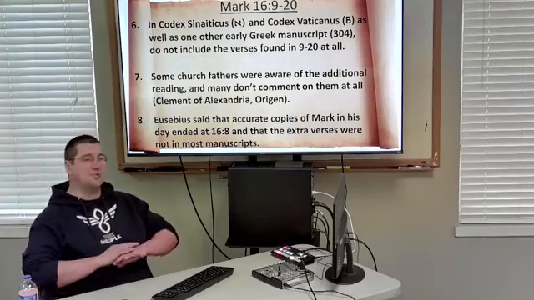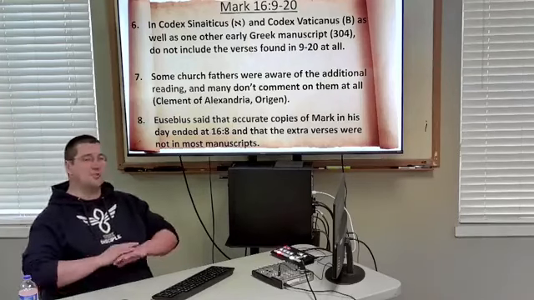Likewise, Jerome, who's in the same time frame as Eusebius, late 4th century, early 5th century, had the Vulgate, that reading in the Vulgate, but he recognizes that, quote, almost all Greek copies do not have this concluding portion.